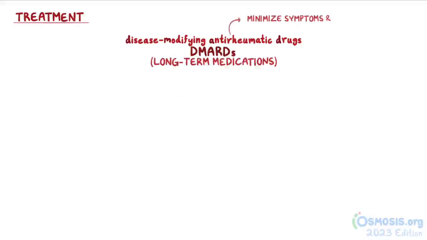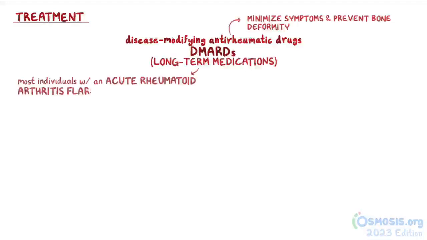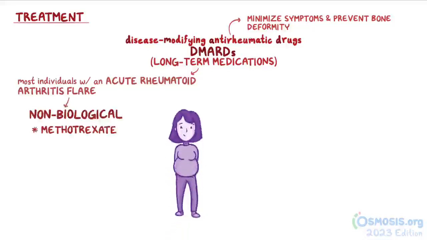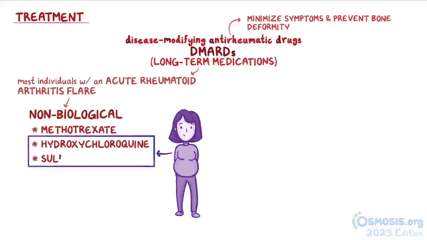There's no cure for rheumatoid arthritis, but medications called disease-modifying anti-rheumatic drugs, or DMARDs, which are long-term medications, can minimize symptoms and prevent bone deformity. Most individuals with an acute rheumatoid arthritis flare are started on non-biological DMARDs like methotrexate. But some individuals, like pregnant people, can't take methotrexate, so they should get another non-biological DMARD, like hydroxychloroquine or sulfasalazine. Leflunomide is also another potential non-biological DMARD, but like methotrexate, it is also contraindicated during pregnancy due to its teratogenicity.